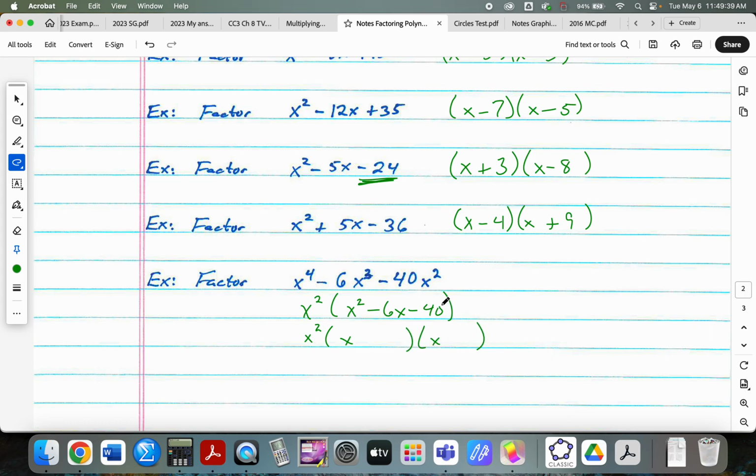So we want two numbers that multiply together to be negative 40 and add together to be negative 6. Negative 10 and positive 4. Precisely.